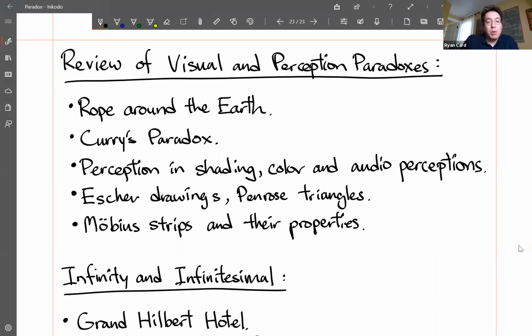We talked about rope around the Earth. This was a simple geometry calculation using circumference and radius of Earth, but it gave a very unintuitive answer. So sometimes gut feelings give you the wrong answer. So sometimes computing leads you to the right answer if the formula is known.